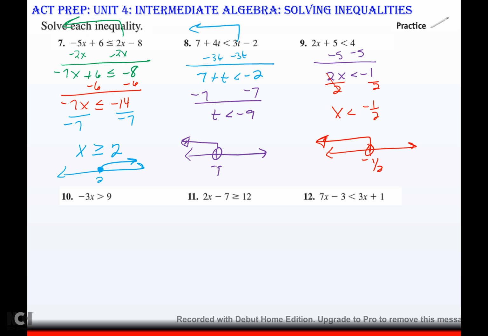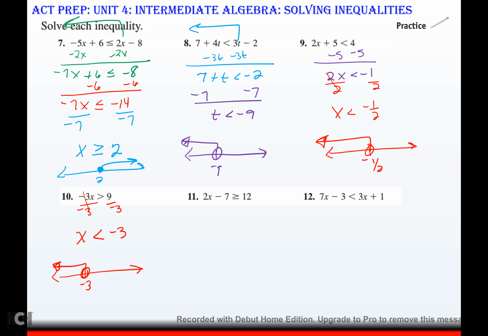Okay, number 10, to get rid of multiplying by negative 3, I'm going to divide by negative 3. Since I'm dividing by a negative, my inequality will flip. And that gives me x on this side, negative 3 on this side. And that means I can not include negative 3, but anything smaller will work.